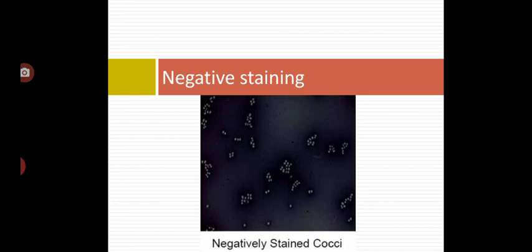It is used to view bacteria, bacterial flagella, biological membrane structures, and proteins or protein aggregates, which all have a low electron scattering power. In this technique, the background is stained, leaving the actual specimen untouched and thus visible.